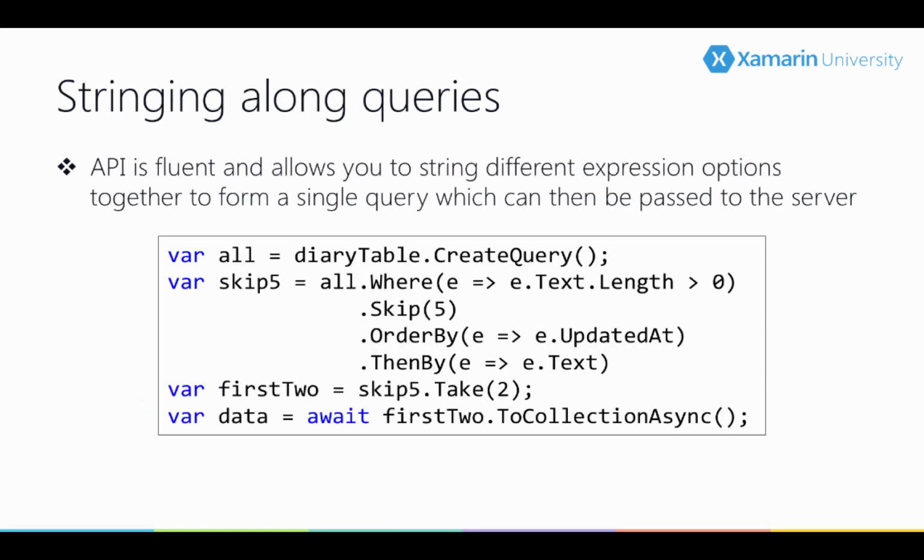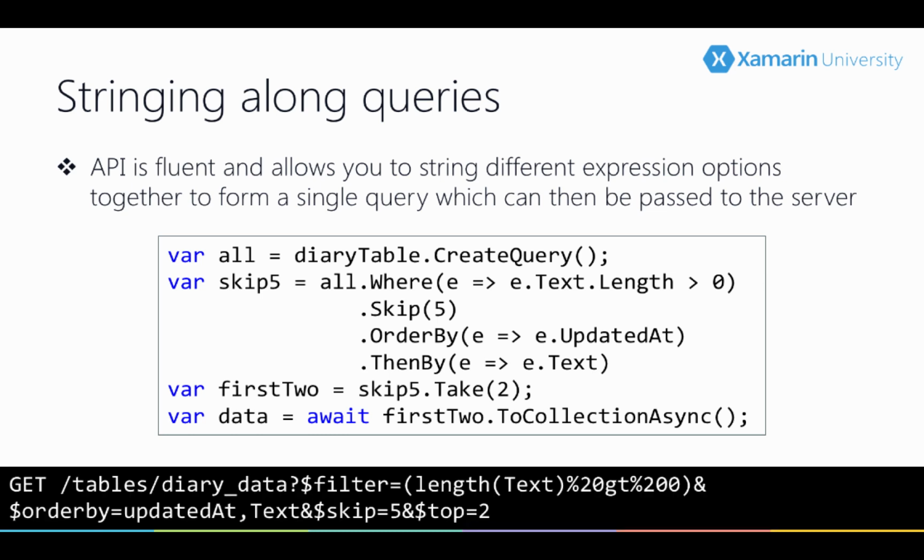Another nice thing about the Azure Mobile Client API is that it's fluent. You can create a query, cache it off, and then modify it or add to it with additional methods, and each method returns a new altered query. And in this case, we make 3 different queries: all, skip 5, and first 2. Remember, it doesn't actually execute until you enumerate it with one of the async methods. In our case, we're returning using the ToCollectionAsync. And when we execute the final query, all the prior queries are captured in the sent request, and you can see an example of that down the bottom.